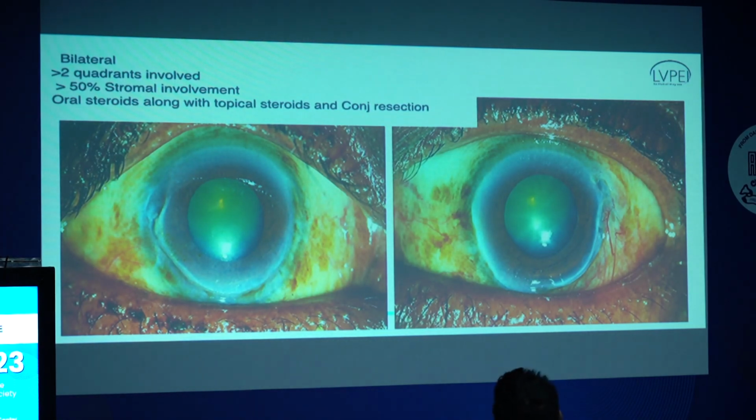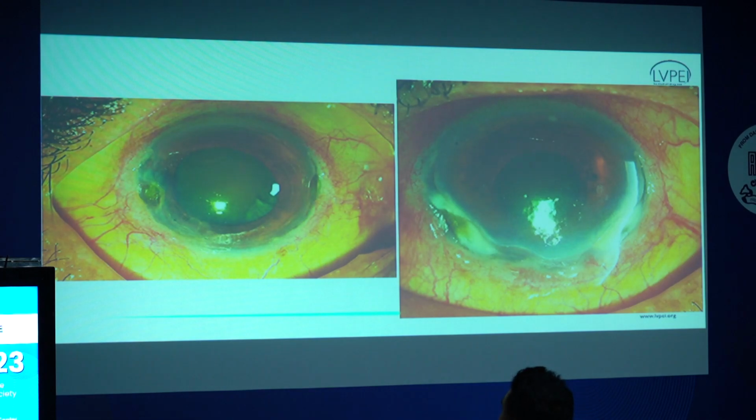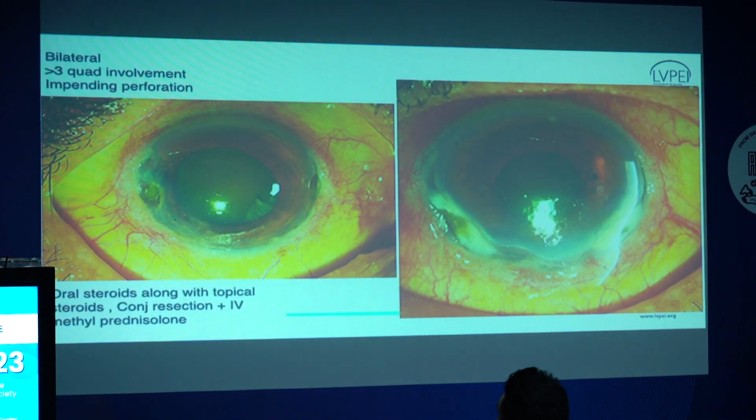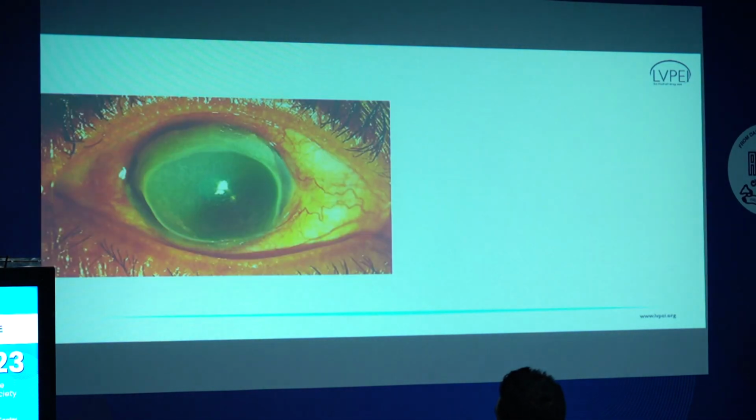The bilateral cases where they have more than 2 quadrants of involvement with thinning, we would start with oral steroids. But then if you have patients like this, where there's significant amount of thinning and melting, more than 2 quadrants involvement, maybe with the perforation that's impending or already happened, we would hit them with IV methylprednisolone, put them on immunosuppression like oral steroids, and then if it's a recurrent case, then we switch immunosuppression, keep them on a longer dose of either methotrexate or azathioprine.